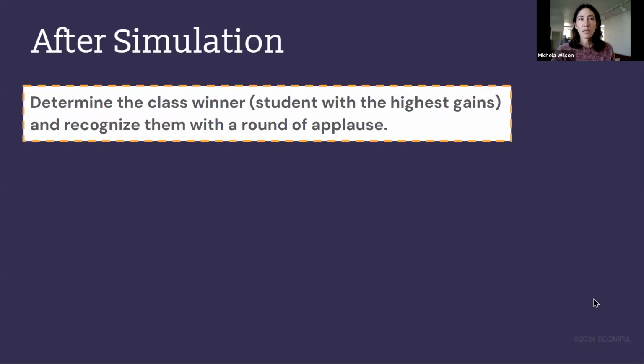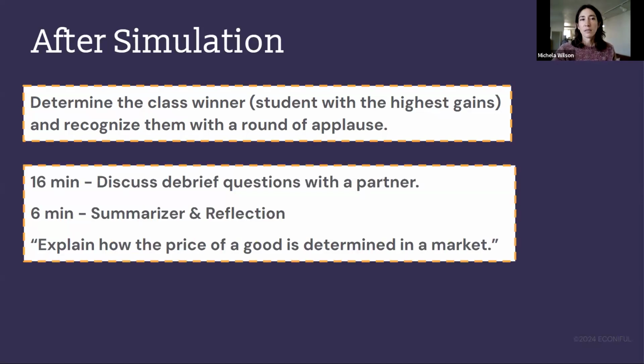So after the simulation, students will add up their points and determine the class winner, whoever had the highest gains, and recognize them with a round of applause. Then we'll move into a discussion with the debrief questions, the summarizer, and reflection, which is going to drive home the objective, which is explain how the price of a good is determined in a market. That concludes my review of the simulation.